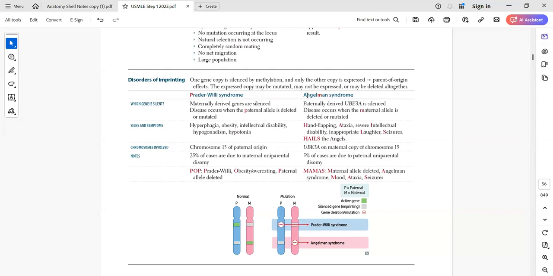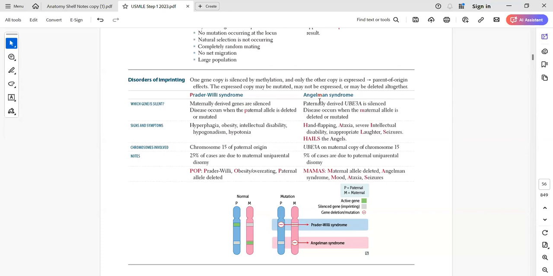Now, when we talk about Angelman, you see the mnemonic is M for man and then M for maternal allele. So in Angelman, the maternal allele is deleted or mutated, and the silenced gene is paternal. So what happens is that there is no maternal gene in the baby, and the paternal gene is already silenced. So the signs and symptoms would be different.